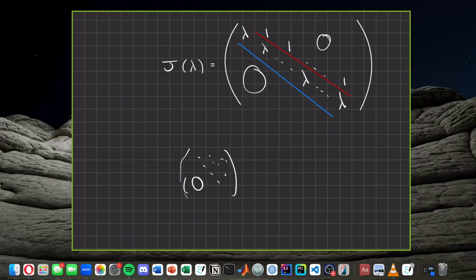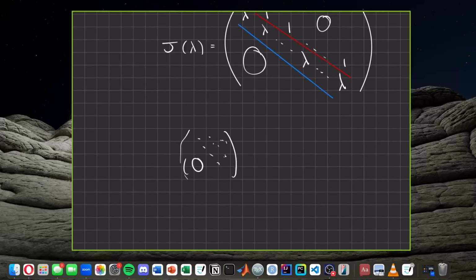Hence being upper, because there's only stuff in the upper. And there's lower triangular matrices, and you can, I'm sure, find out where that is. This just flips. There's only elements below the diagonal. Now, the reason we want to use upper triangular matrices is that for any upper triangular matrix, the determinant is simply just the product of its diagonal entries.